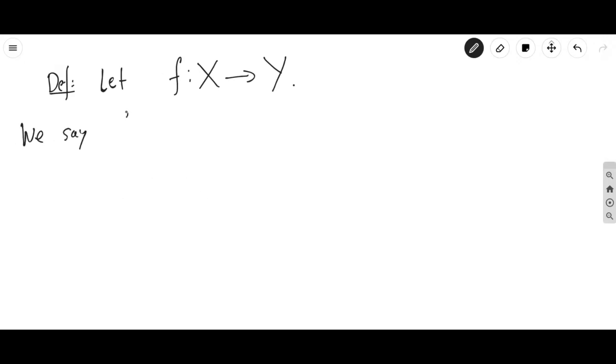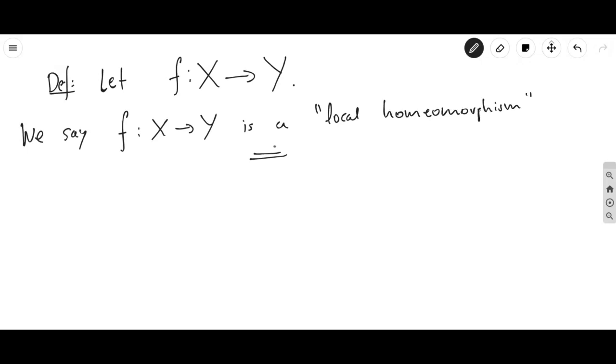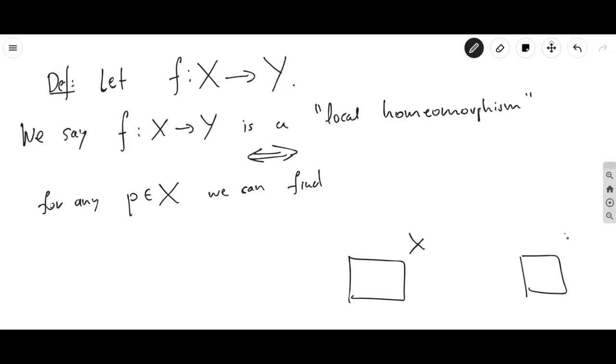We say that F is a local homeomorphism if and only if for any point that we pick in X, we can find an open set. So let me draw a picture. Let's say this is X, let's say this is Y, and this is our continuous map F. So local homeomorphism means it's locally going to be a homeomorphism around every point. So if this is your point P, this is the image of that point, F of P.